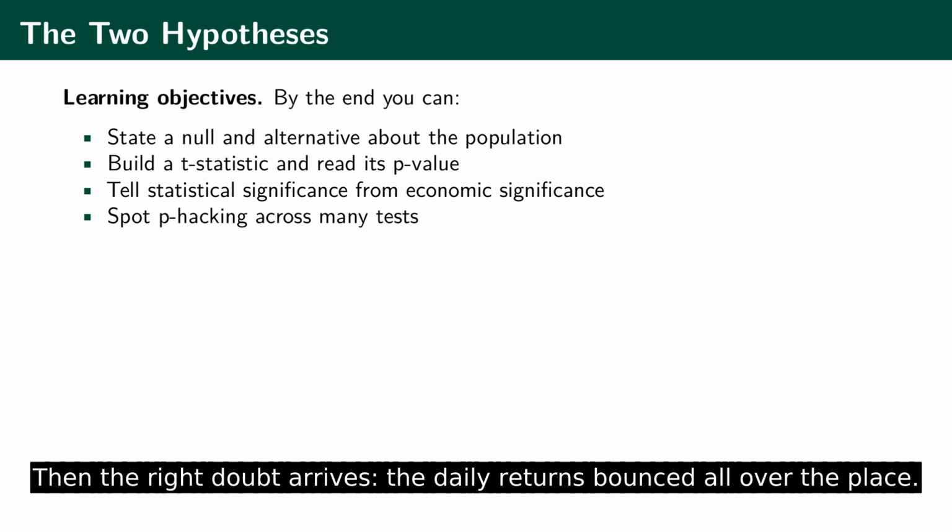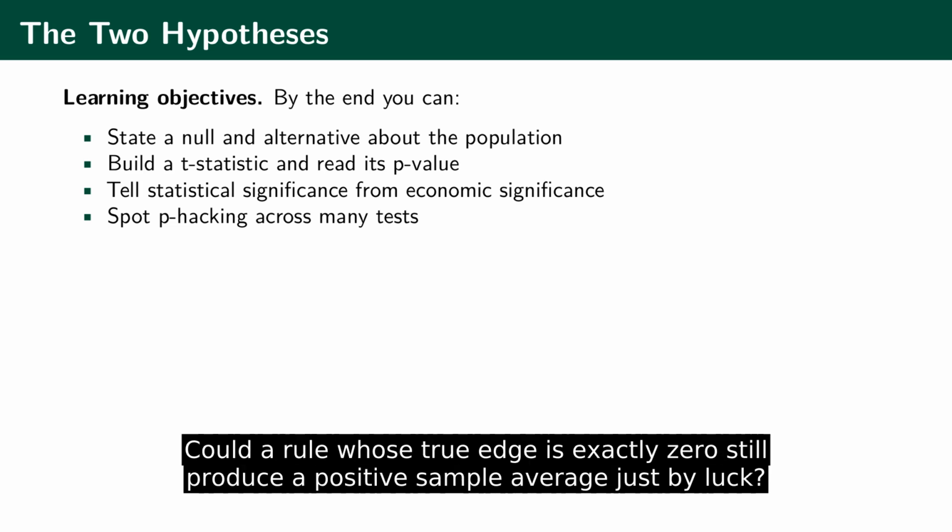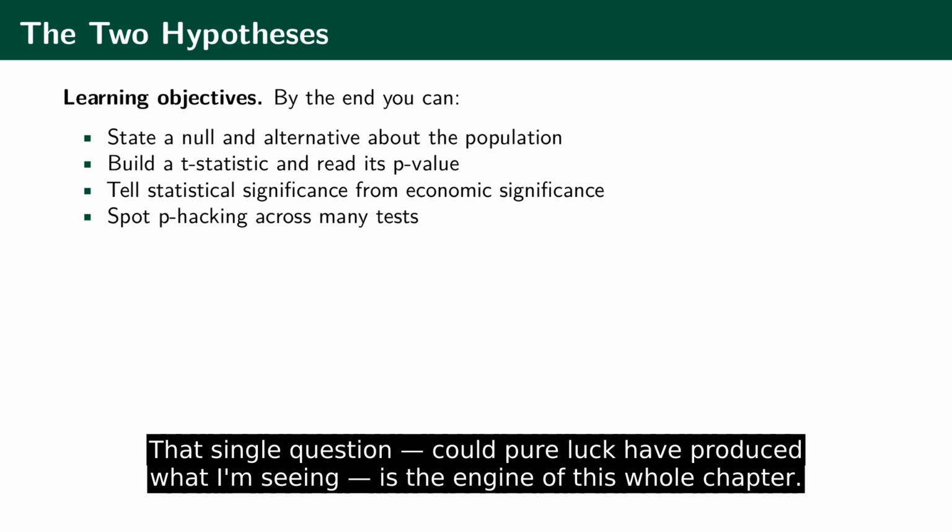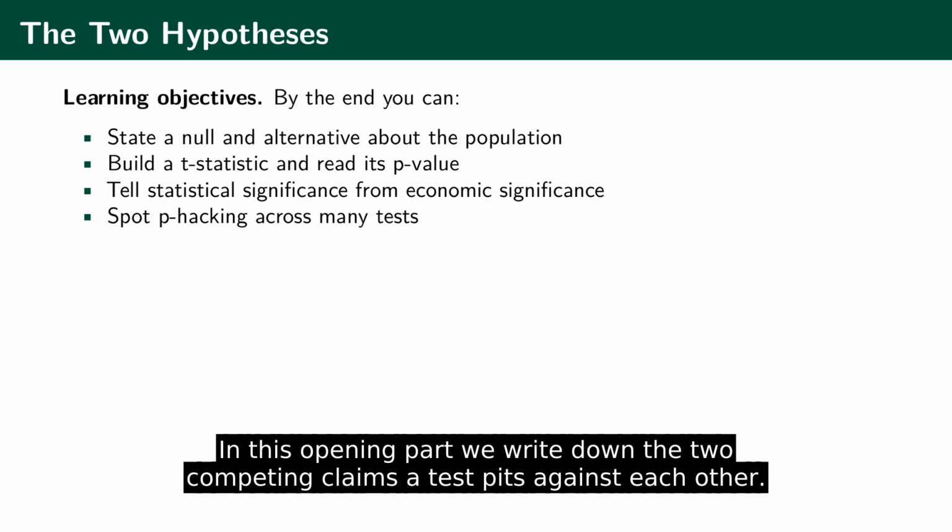Then the right doubt arrives. The daily returns bounced all over the place. Could a rule whose true edge is exactly 0 still produce a positive sample average just by luck? That single question, could pure luck have produced what I'm seeing, is the engine of this whole chapter. In this opening part, we write down the two competing claims a test pits against each other.